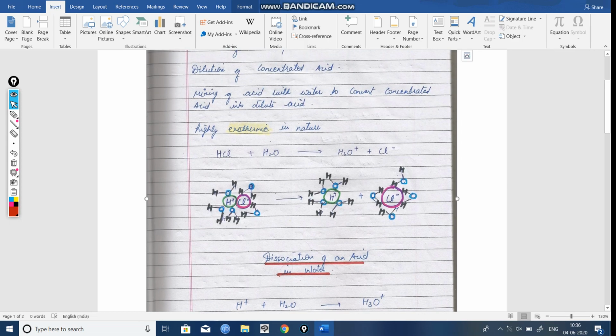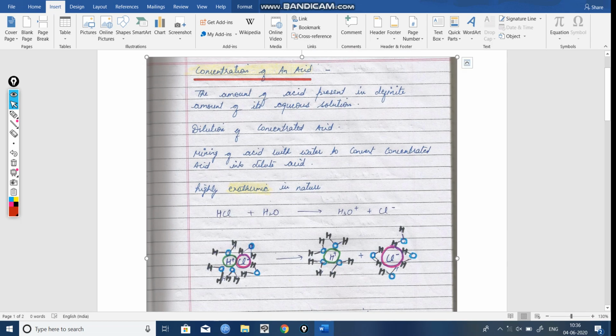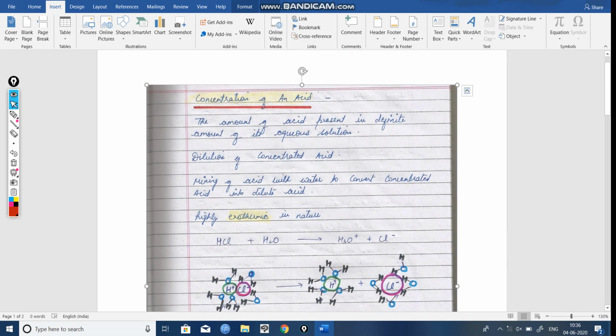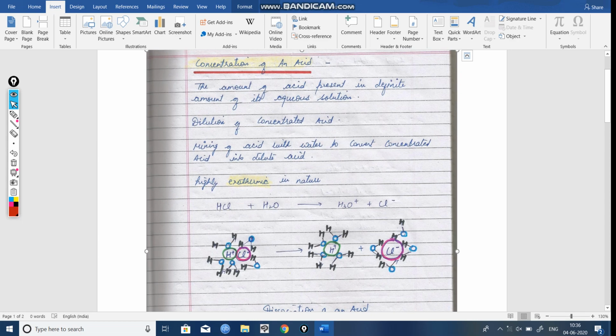Hello students, today we are going to learn something about concentration of an acid, and dilution of concentrated acid. First, acids. All of you know the definition of acid. What is the meaning of an acid? Acids are chemical substances that release hydronium ions in their aqueous solution.